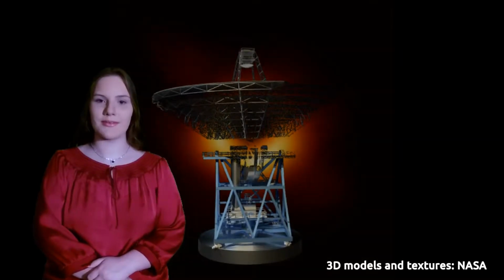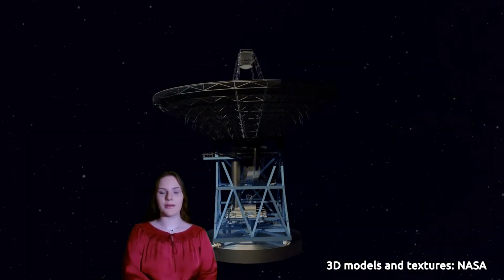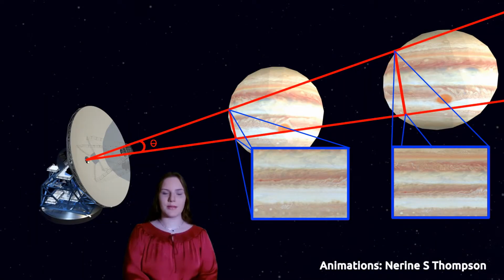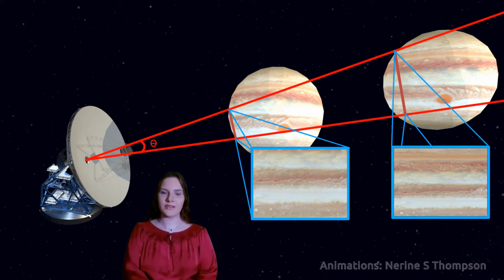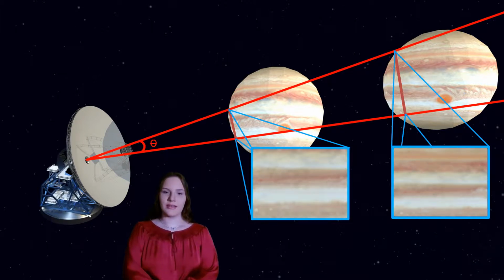We're used to describing resolution in terms of pixels on a screen, but astronomy defines two different types: spatial resolution of images and angular resolution of telescopes. Spatial resolution is the smallest discernible detail in an image. Finer spatial resolution means a sharper image.